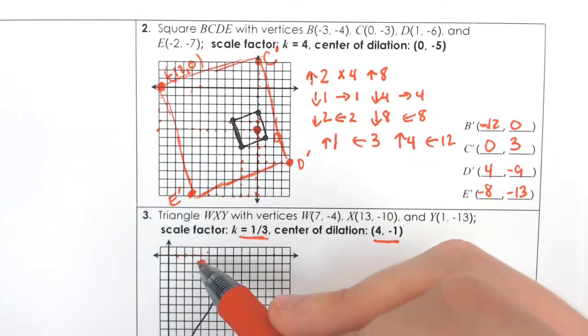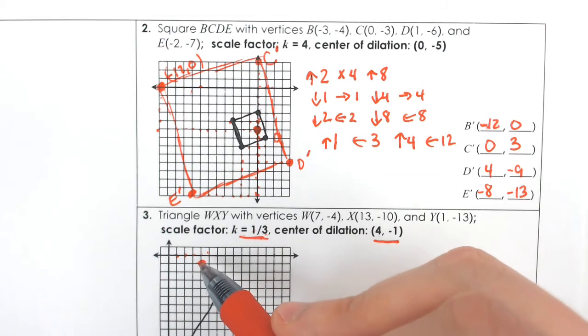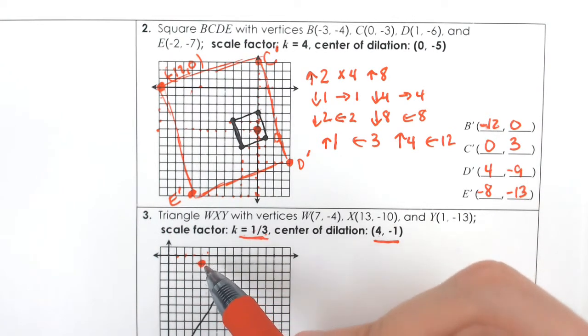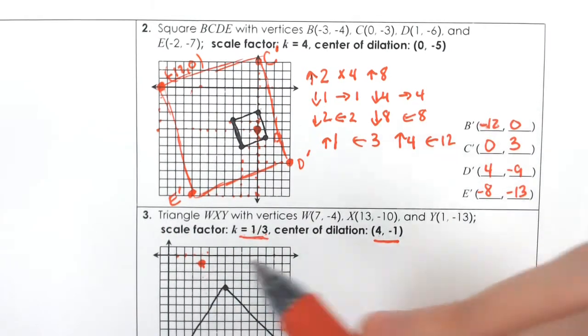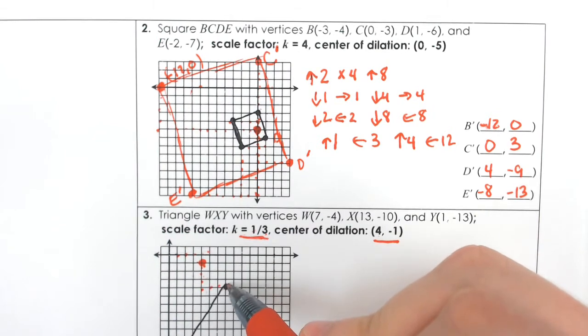How much did we go down and over? Notice I'm counting from the point of dilation. Always count from the point of dilation, never from the points on your actual triangle or whatever shape you have. From the center of dilation. We went down by 1, 2, 3, and over by 1, 2, 3.